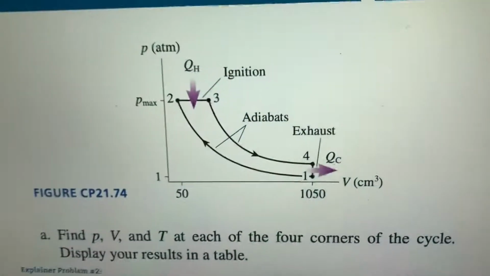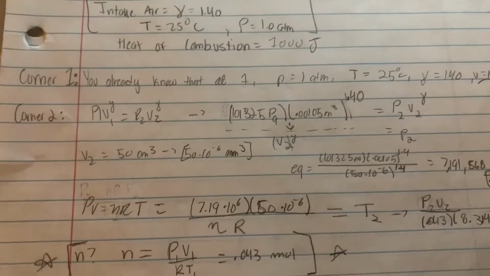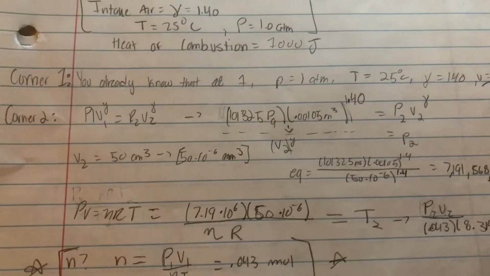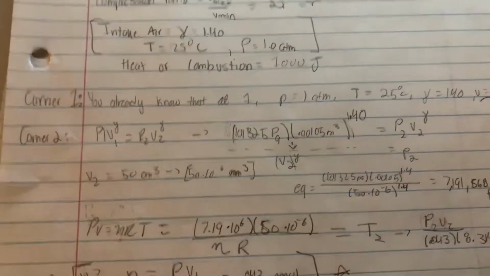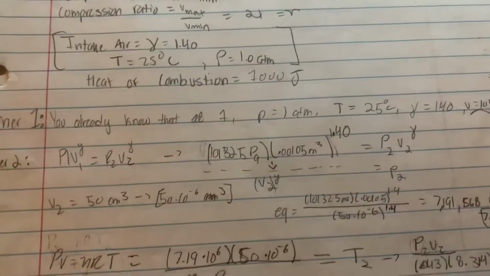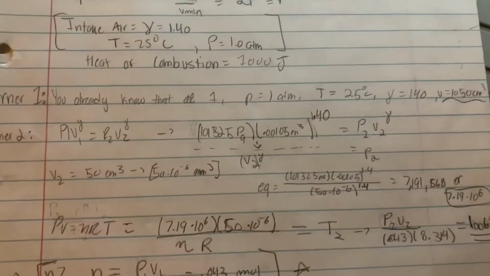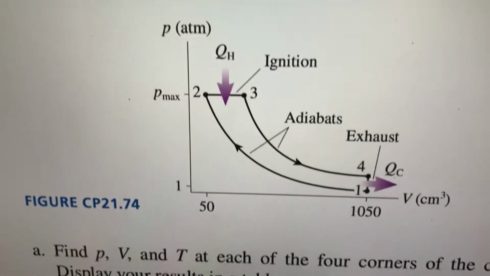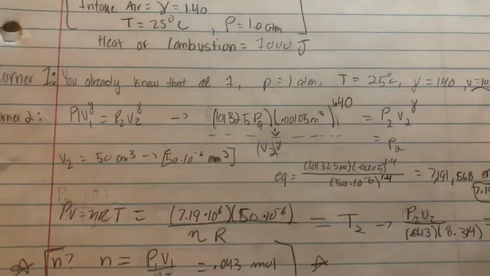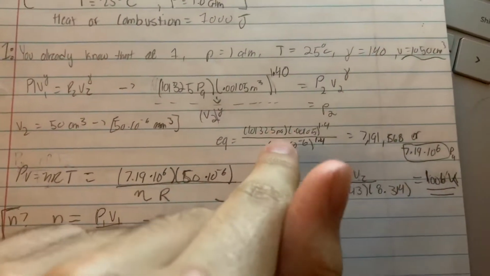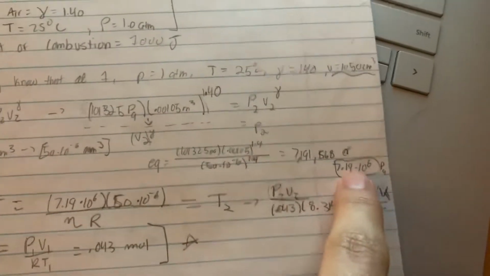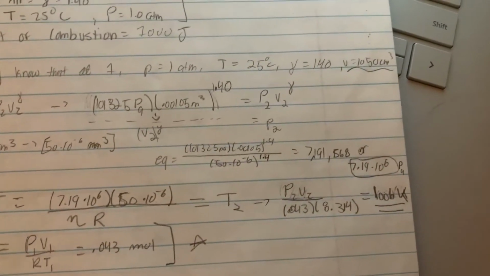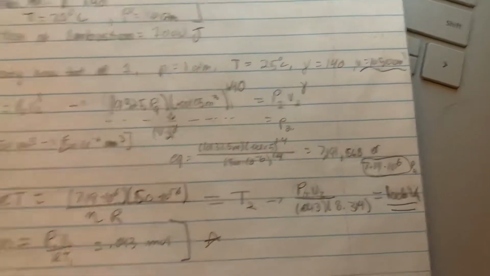Anyways, now we're going to do corner 2, which is during an adiabatic process. So it's not just P1V1 equal to P2V2. It's P1V1 to the gamma, equal to P2V2 to the gamma. Now you just solve for pressure 2, because you already know volume 2, since it's given right there: 50 centimeters cubed, or 50 times 10 to the negative 6 meters cubed. Plug in your values and you should get 7.19 times 10 to the 6 pascals.